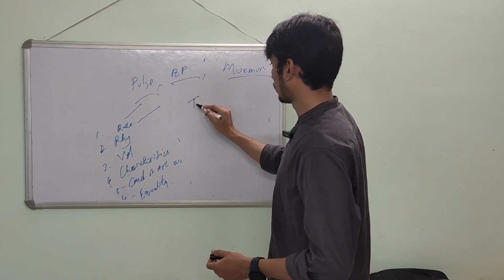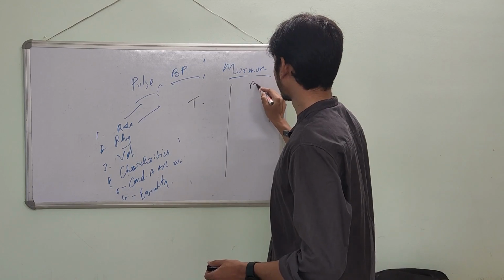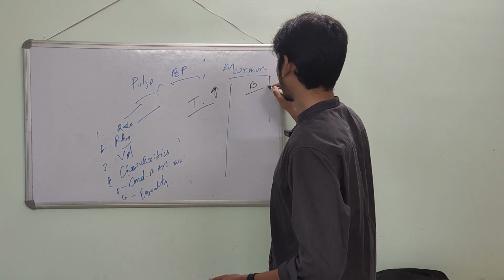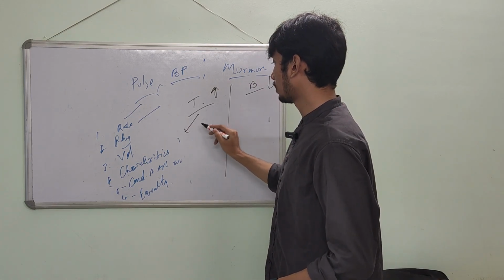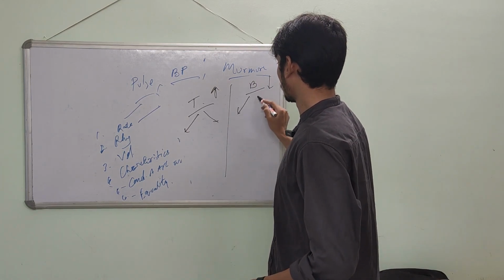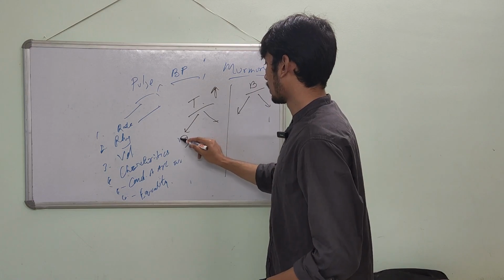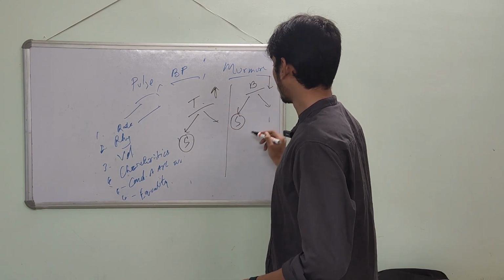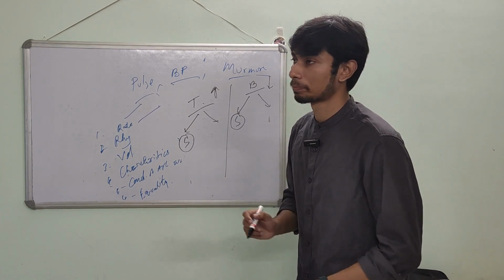Let's write it down: tachycardia and bradycardia, right? Tachycardia means increased, bradycardia means decreased. It may be two types, both of them, right? The sinus tachycardia, sinus bradycardia, and tachyrhythmia or bradyrhythmia.